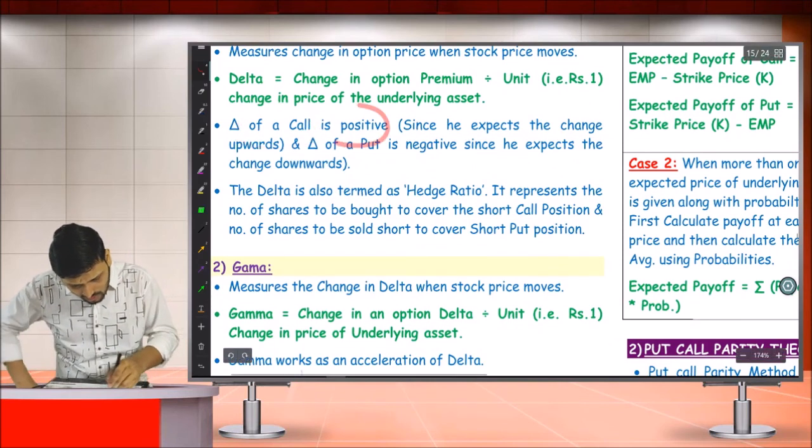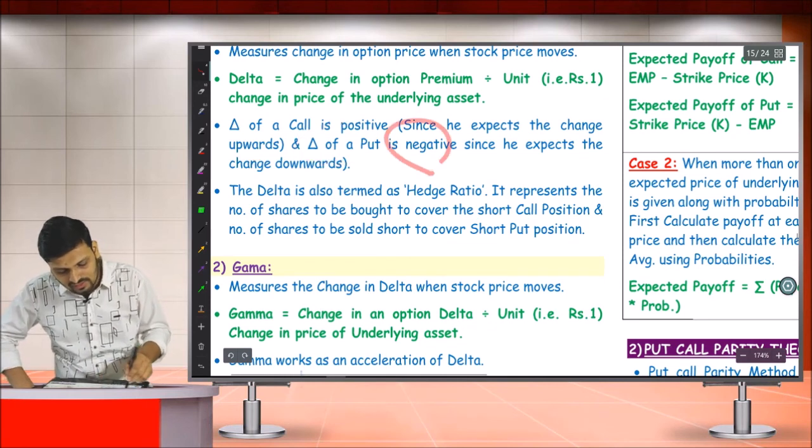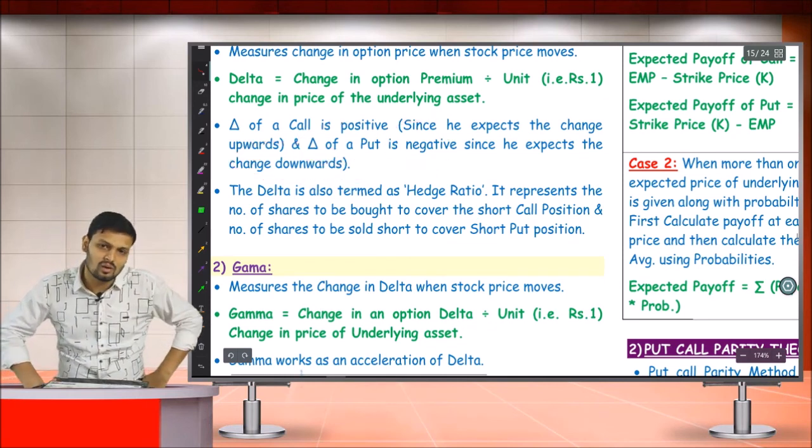So delta of a call is positive since he expects the change upwards, delta of a put is negative since he expects the change downwards.